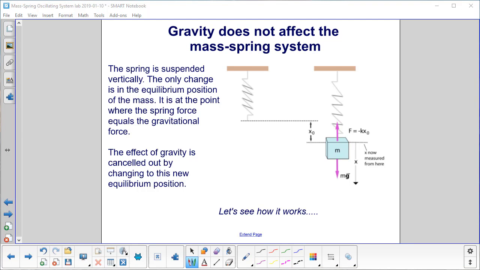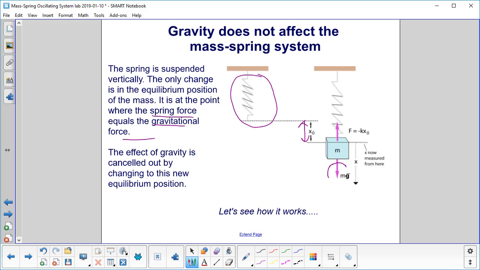Gravity does not affect the mass spring system. Let's consider a spring right here. It's suspended vertically. The only change is in the equilibrium position of the mass, so there's a slight change due to gravity, but the period stays the same. It is at this point here, the equilibrium position, where the spring force equals the gravitational force. So let's say it stretches down to here when you put a mass on it.